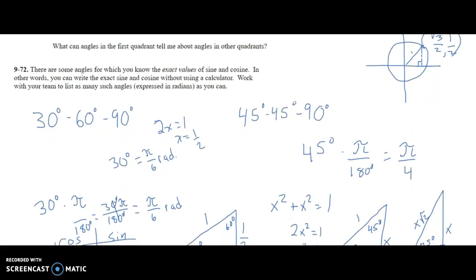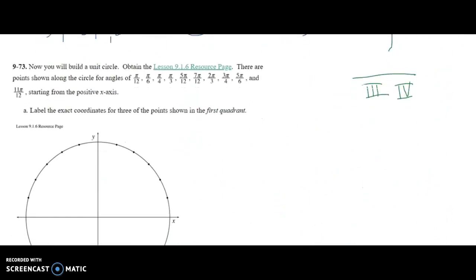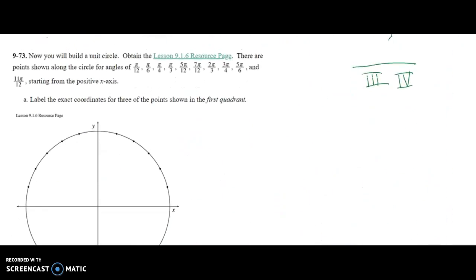We just went over problem 972 and talked a little bit about that. And now we are going to be looking at problem 973. Now 973 wants us to build a unit circle. And so you should have a resource page. And then we have these different points that are shown along the unit circle, and we're going to be starting in the positive x-axis, and then we want to label the exact coordinates for 3 of the points shown in the first quadrant.